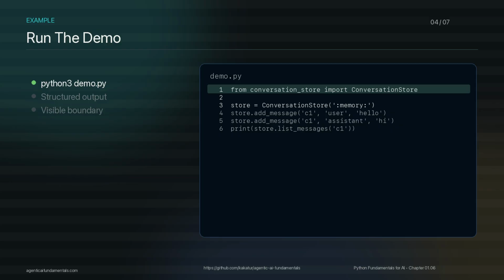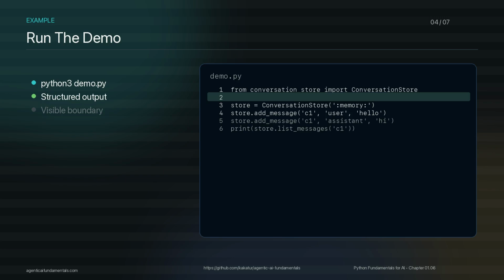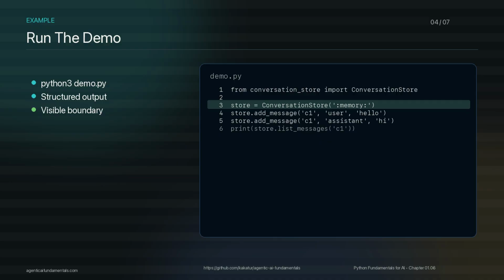The output should show stable fields, not raw database cursor objects. Prompts, summarizers, and retrieval steps need predictable records. They should not care how the rows were stored.